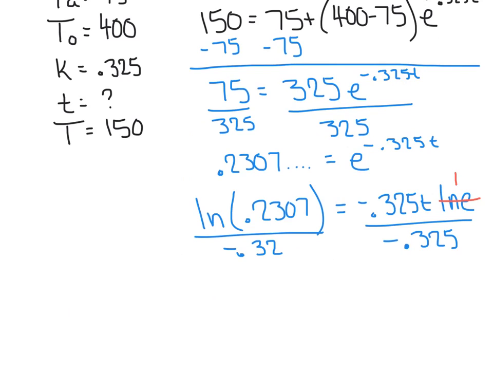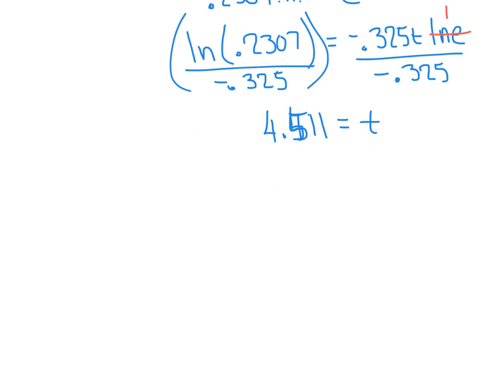Calculators, the MVP today, going to do some nasty number crunching here on the calculator. I got 4.511 equals t. So let's interpret that. What does that represent? Well, it's going to take about 4.5 minutes for that pizza to cool down to a temperature of 150 degrees, where you might start to think about taking a bite without burning your tongue, hopefully. So about 4.5 minutes before it can cool down.